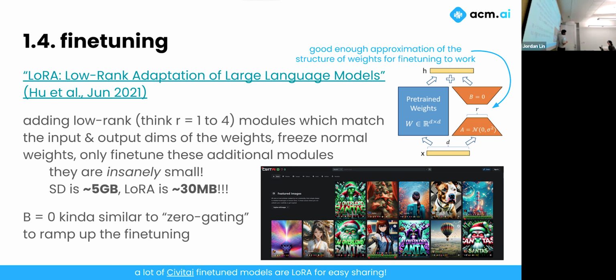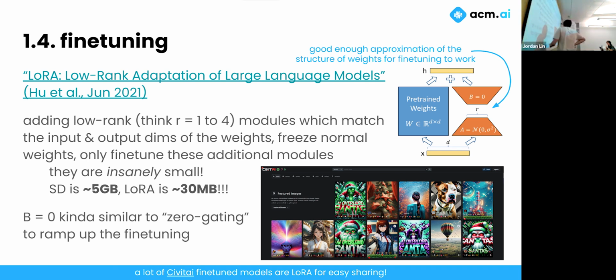And again, see, initialize B with 0. It's like zero gating, right? You start with not breaking the model, and you slowly optimize so that it becomes not zero. So that's the idea. And the amazing thing is you can do this with Stable Diffusion as well. With convolution layers, it becomes a little bit more annoying because you do it for each filter, but it's the same idea, right? Stable Diffusion is usually around 5 gigabytes. A LoRA model can be around 30 megabytes. That's pretty good.